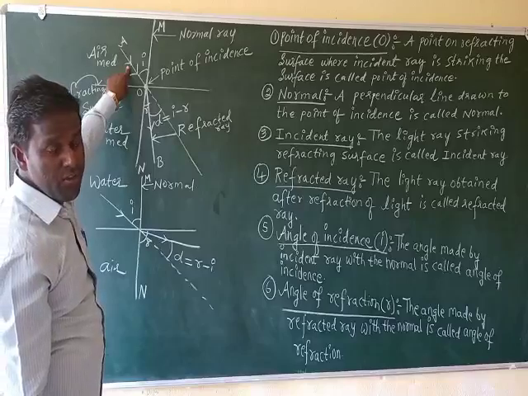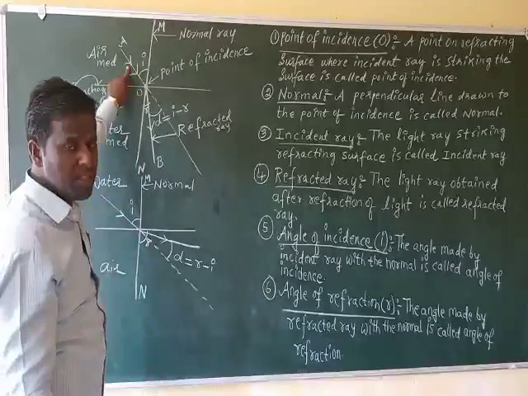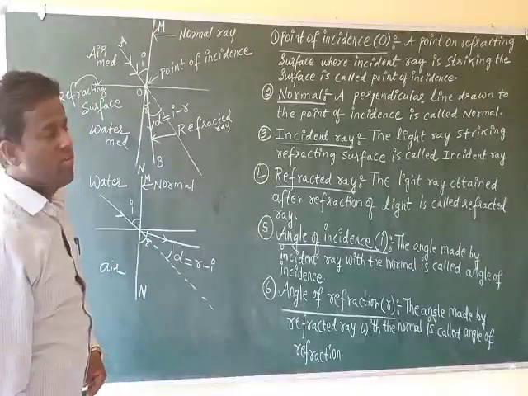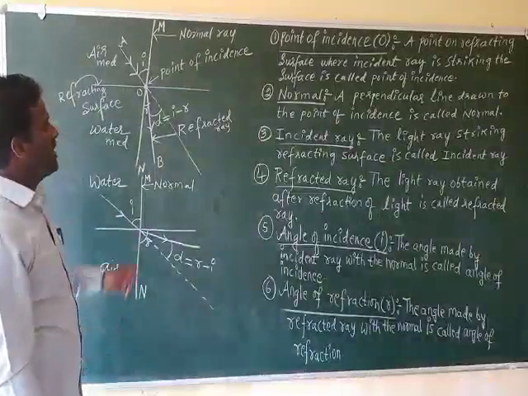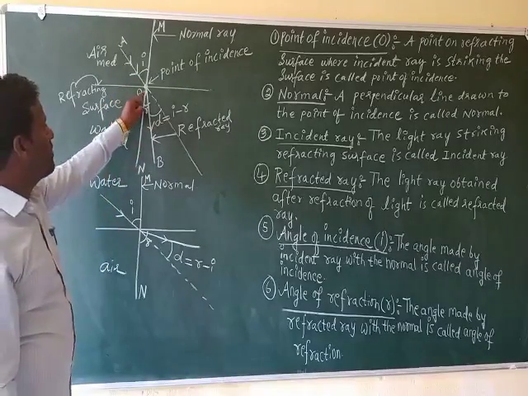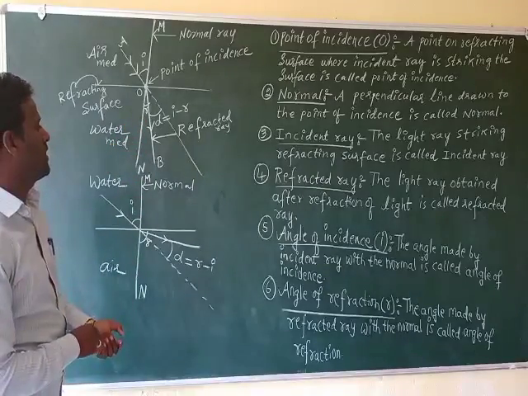The light ray which is striking the refracting surface, that is called the incident ray. So the light ray which is striking the refracting surface, that is called incident ray. So what is the refracted ray? The ray obtained after refraction of light.